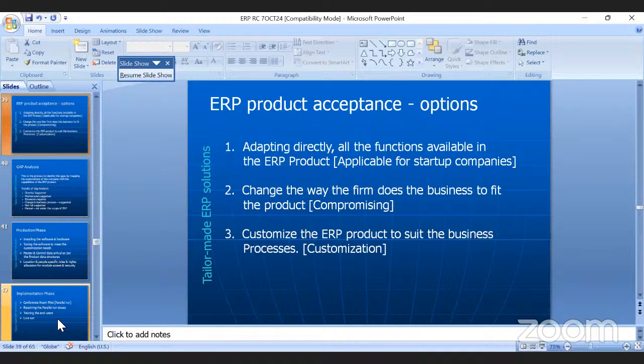So you can adopt directly, or change the way the firm does business, and do customization to suit the process. So, adapt directly. See, we buy antivirus outside. We install it ourselves because it is very simple. You don't need someone to guide you. You just download it and install it and go with the process, and it will do its job.